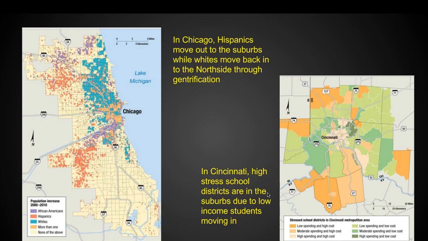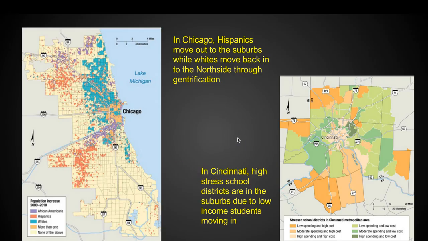Consider Chicago, Illinois. We've got Hispanics that move out to the suburbs while whites move back into the north side through gentrification. And we can see that process here, where we've got the whites that are moving back into the north side of Chicago in this bluer greenish area here. And it's pushing Hispanics out to the suburbs. Because through gentrification, it's good. We're renewing the inner city, but at the same time, we're taking away that lower income housing. And you see all of the Hispanic population moving to the suburbs.